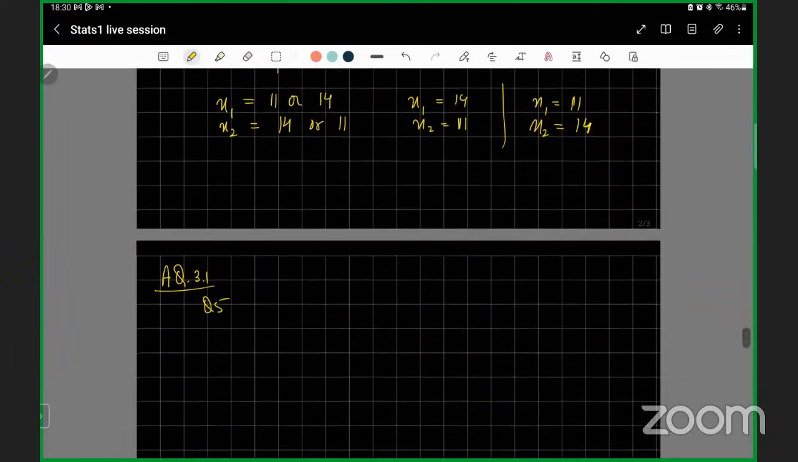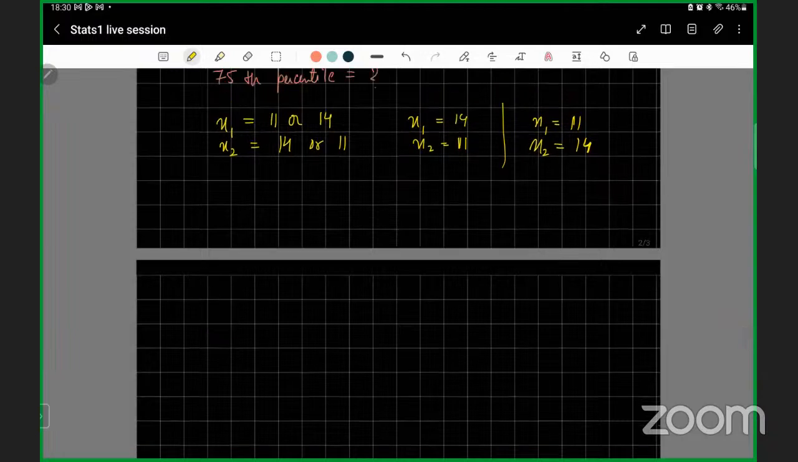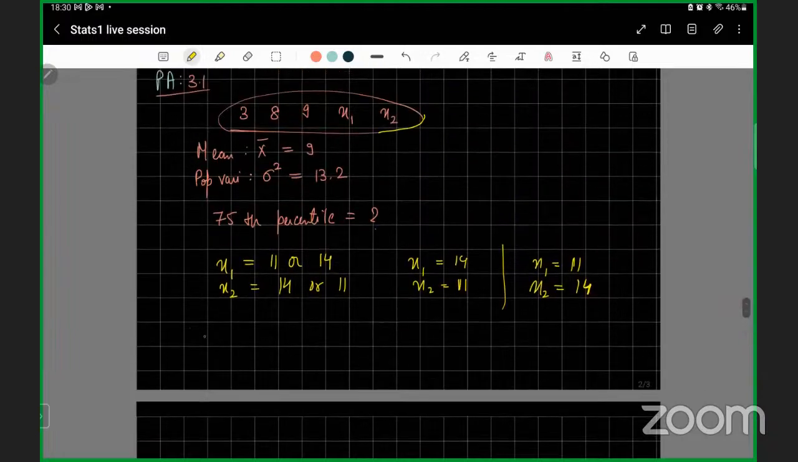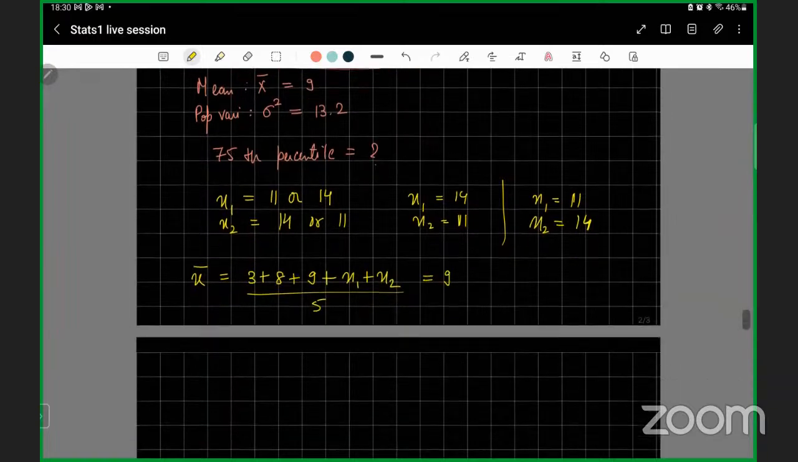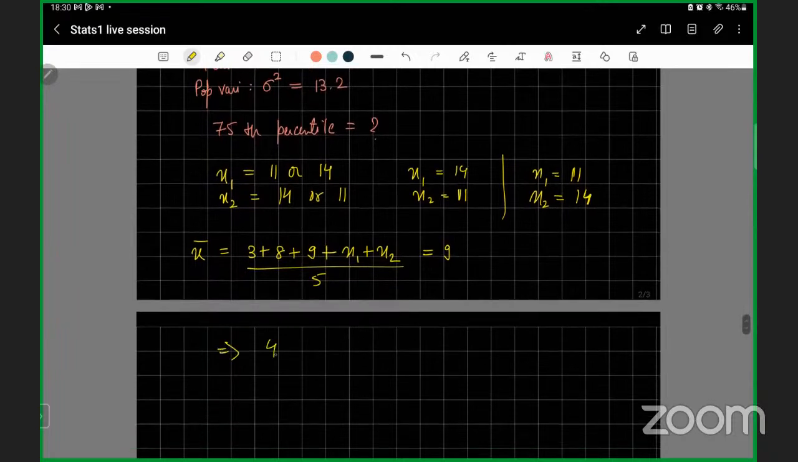Okay, let's do it then. See, this x bar is 3 plus 8 plus 9 plus x1 plus x2 by 5. And this is 9. So from there, what will you get? 45 equals 20 plus x1 plus x2. So you got x1 plus x2 equal to 25. This is your one equation.